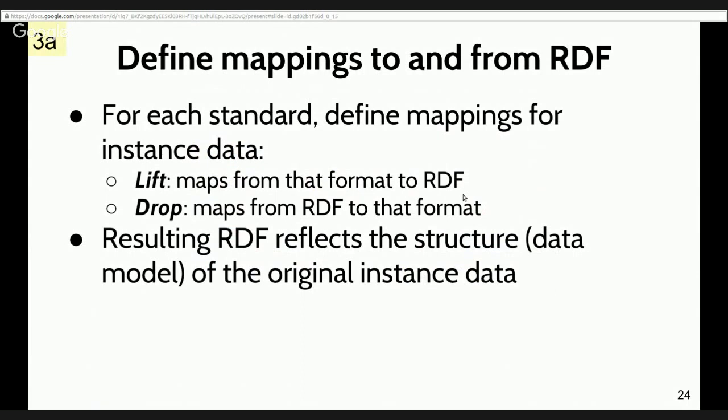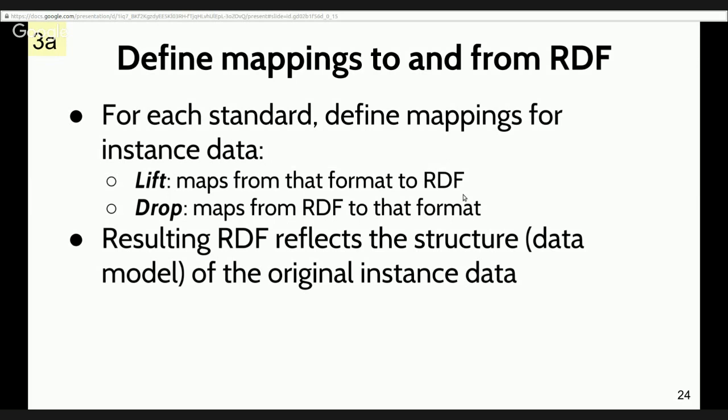Okay, now to do this, there are kind of 2 parts. One is to define mappings that go to and from RDF. So for each standard or data format that we're talking about, we need to define the mappings for mapping the instance data from that format, whatever it is, to RDF, and then the other direction also, from RDF to that format. So the direction that goes to RDF is known as lift, and the other direction is known as drop.